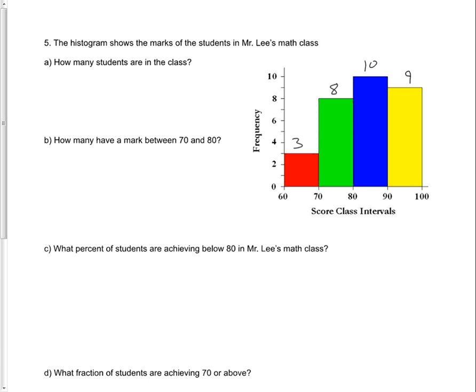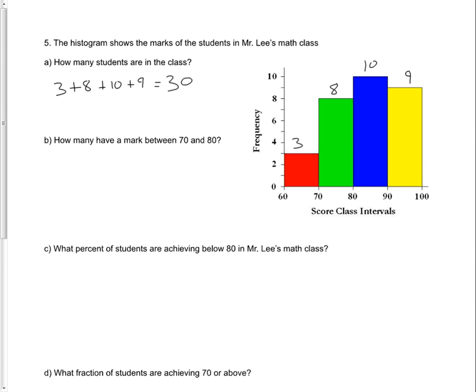I don't know exactly what their specific marks are, but they happen to be within a certain 10-mark range. So I want to figure out how many students are in this class in total. If I want to total it, that means I need to add those four numbers together. So 3 plus 8 plus 10 plus 9 is going to give me the total number of students in the class. 3 plus 8 is 11, 11 plus 10 is 21, and 21 plus 9 is 30. So there are 30 students in this particular class.